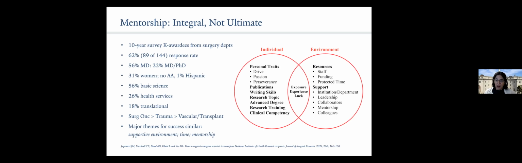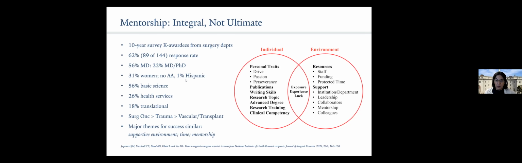I would say drive or perseverance are important characteristics, as is the institutional environment, and some of it is money, but also that the institution supports physician scientists is clearly important. Mentorship comes up as part of this. When they looked at this, the response rate was about 60% of the 144 people. What is interesting is that we still have more MDs than MD PhDs, and only 31% women. But what is striking is there's no African American or Hispanic in this group.